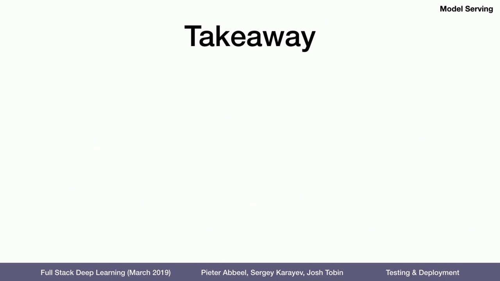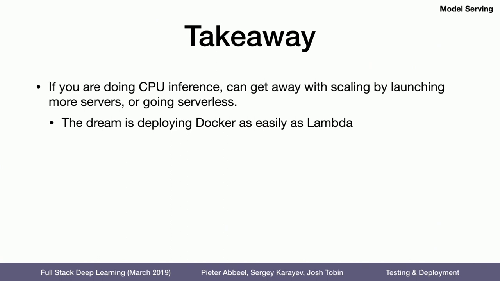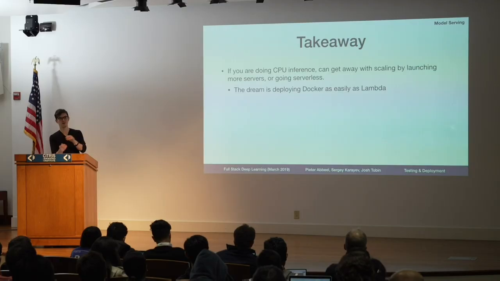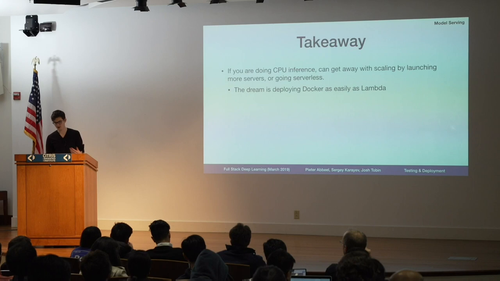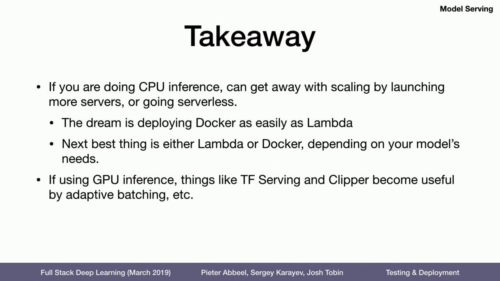My takeaway is that if you are doing CPU inference, then you can just try to go serverless. If you can't make that work, then just do the simple thing that people have been doing for years: put a load balancer and have some instances running your code. The dream that people have is, can we deploy Docker containers as easily as we can deploy Lambda? Essentially, I package up a Docker container, I tell Amazon to just serve it, and it does a great job. We're not there yet, but we probably will be in the next couple of years. But the next best thing today is either Lambda or Docker deployed on your own instances, potentially using something like Fargate.